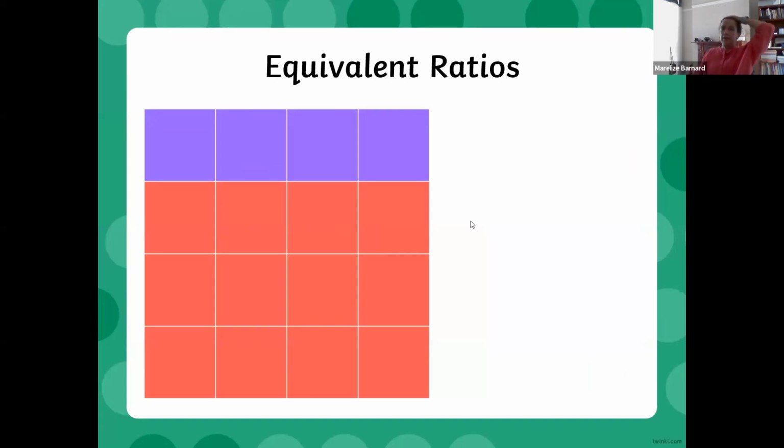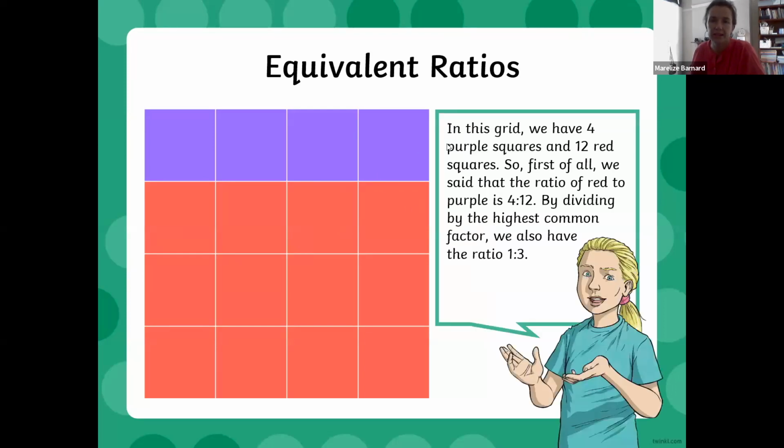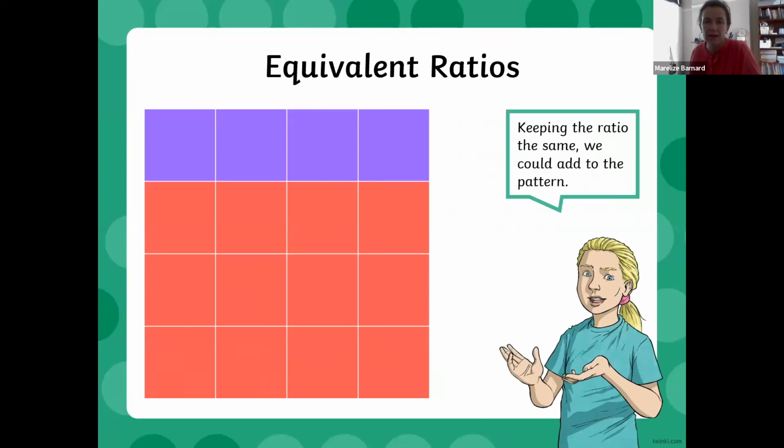Right. So last little bit about equivalent ratios. So let's see what we've got here. In this grid, we have 4 purple squares and 12 red squares. So first of all, we said that the ratio of red to purple is 4 to 12. By dividing by the highest common factor, we got 1 to 3. Perfect. I see lots of people saying that in the chat. That's great, guys. Keep it up.